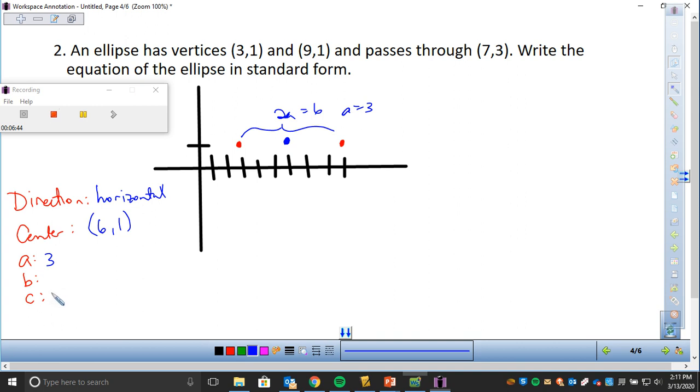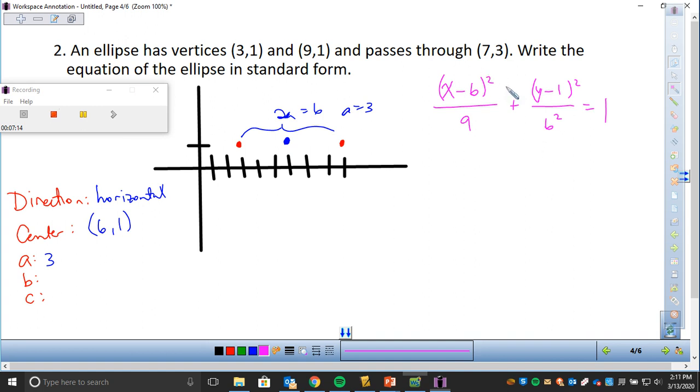We don't have b, we don't have c. In our problem, it says nothing about either the minor axis or the foci. So let's first set this up into our equation so far. We have our center, we have the direction, we have a. We can fill in a lot of what our equation looks like. (x minus 6) squared over a squared, which would be 9, plus (y minus 1) squared over b squared equals 1. So there's what we know so far.